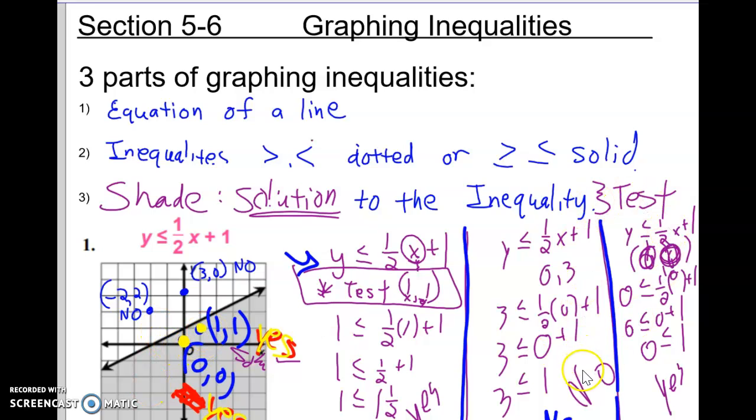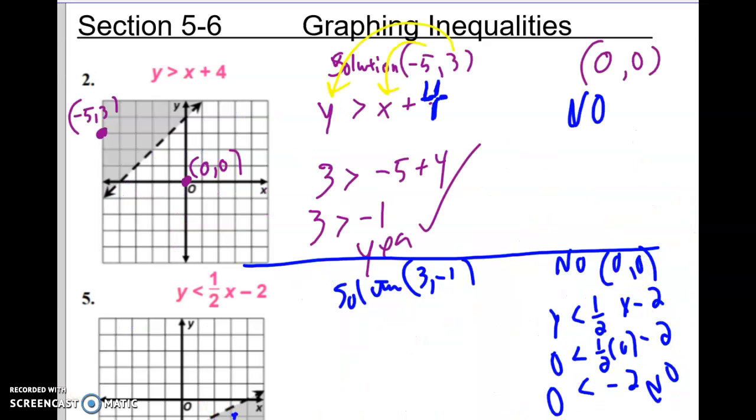Do we have to check the no? No. But we're going to do it anyway. So we're going to check this coordinate here, which I wrote wrong. It should be (0, 3). So 3 is less than or equal to 1/2 times 0 plus 1. 3 is less than or equal to 0 plus 1. 3 is less than 1. That's a no. You don't even have to check other yeses. We did just for fun. We did check (0, 0). I love (0, 0). It's the best one to check.